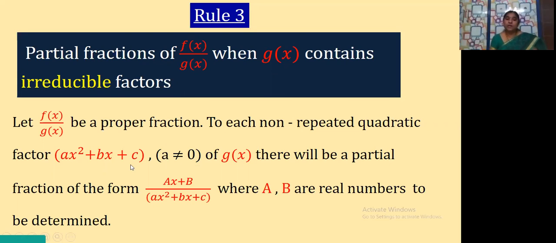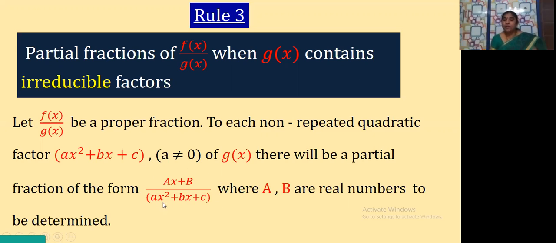When is it irreducible, children? If its discriminant is less than 0. Do you remember, in the last class we discussed? So if its discriminant is less than 0, then it is considered an irreducible factor. In such a case, the partial fractions will be of the form ax plus b by ax square plus bx plus c. In the previous rule 1 and rule 2, what were the partial fractions? There was only a constant in the numerator: A by linear factor plus B by linear factor, like that we had. Yes or not? But here, when it is an irreducible quadratic factor, the partial fraction will be of this form.